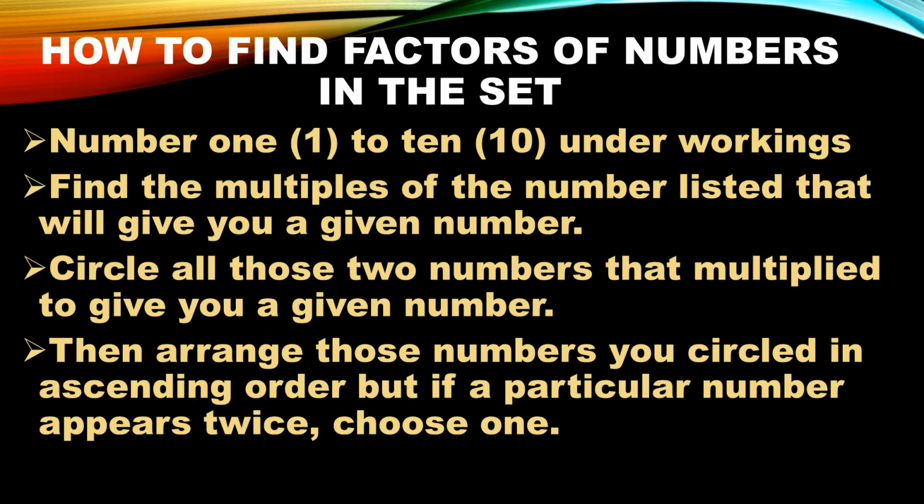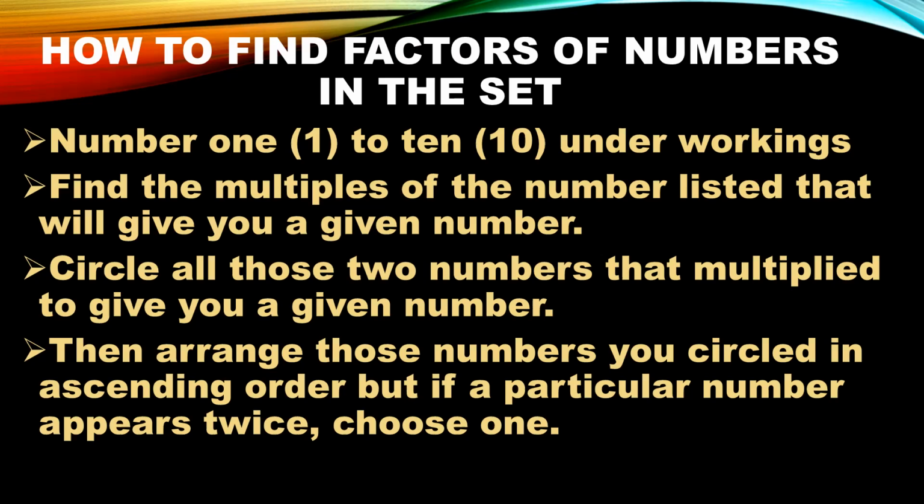Third one, after multiplying those numbers that will give you a given number, then you circle all those two numbers that multiply to give you a given number. So after getting 1 times 6 will give you 6, 2 times 3 will give you 6, but 3 times 2 can also give you 6, but 4 times cannot give you 6, so you skip to the next one. 5 cannot give you 6. So all those numbers that will be able to give you 6, you circle them. That is why you say circle all those two numbers that multiply to give you a given number.